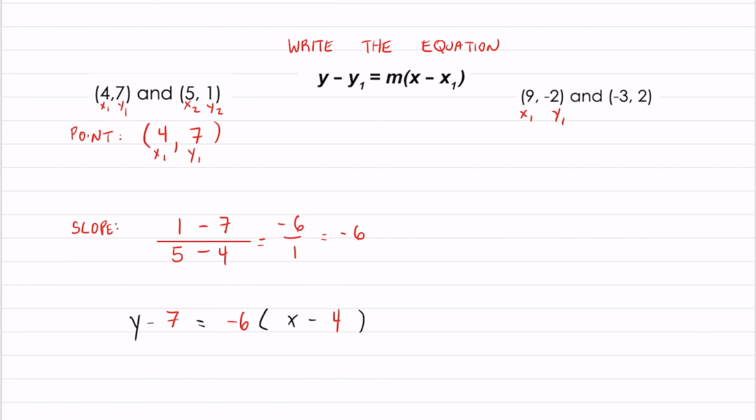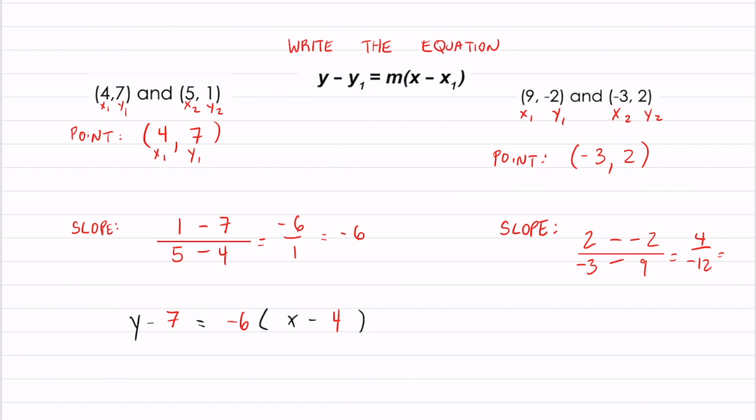x1, y1, you can label it to begin with, x2, y2. And we repeat the same thing. Choose a point. If you want to choose -3, 2, you can. It's up to you. So let's choose that, -3, 2. And my slope: 2 minus -2 is a +4. -3 divided by -9 is -12. That simplifies to 1 over -3, -1/3.